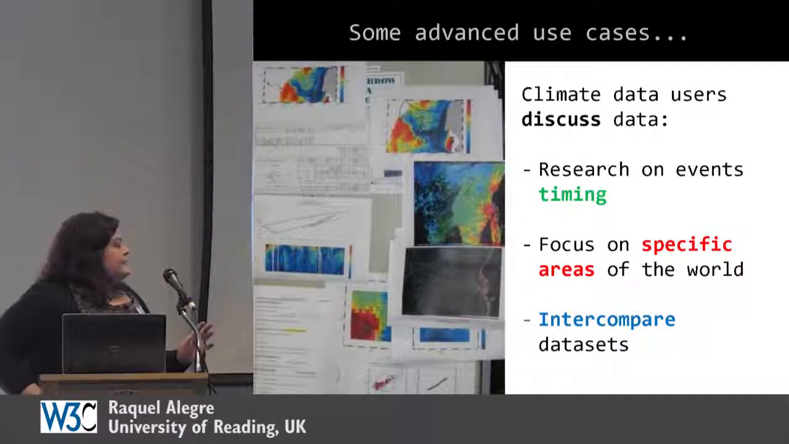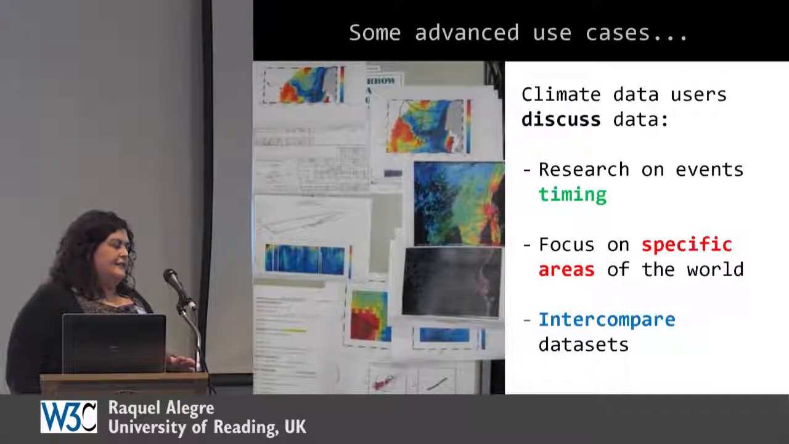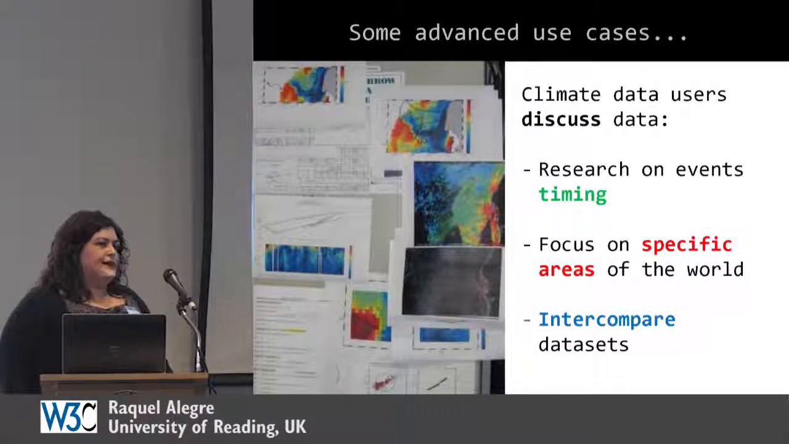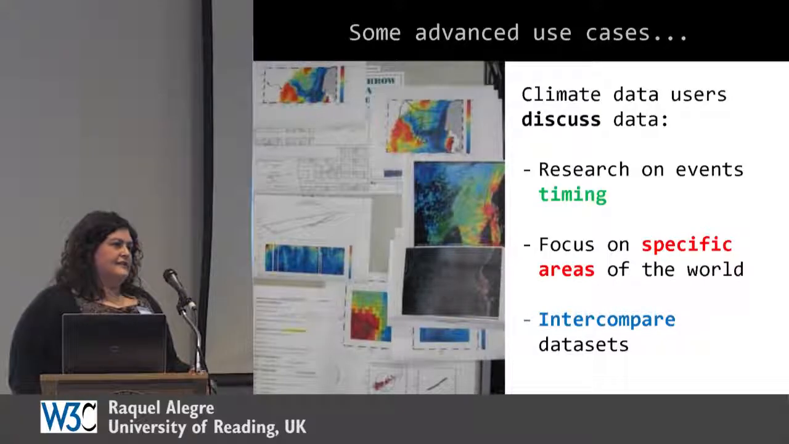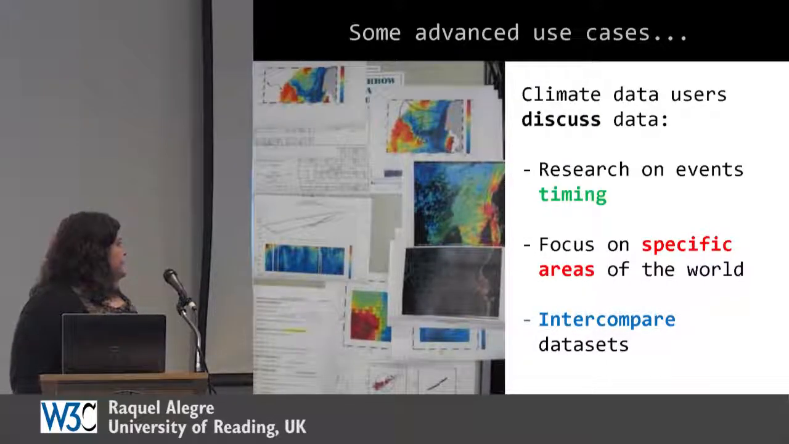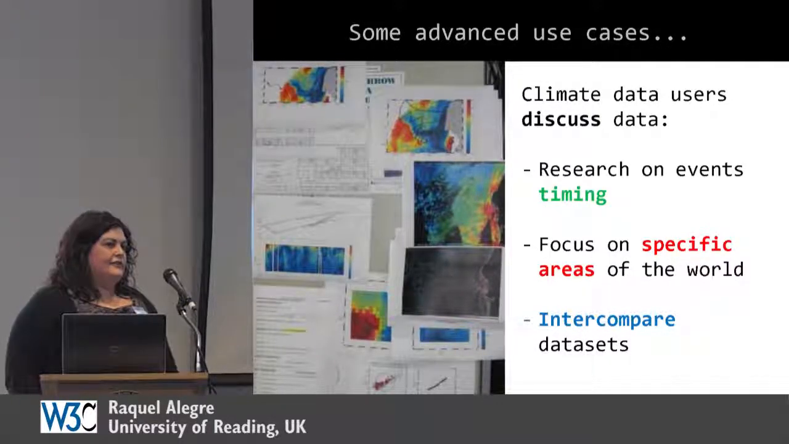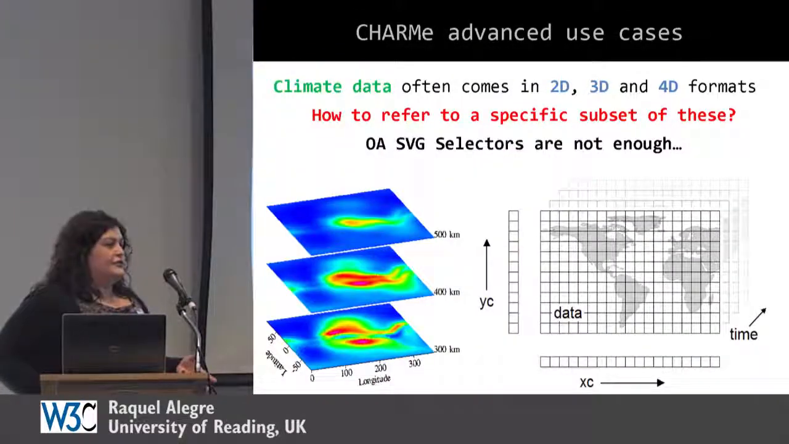So they were interested in talking about the timing of the events when the data sometimes is, for example, temperature is higher here, or they want to share also knowledge about specific areas of the world, or they want to intercompare data sets. So the previous use case is not enough for them. They want to refer to fine-grained data.